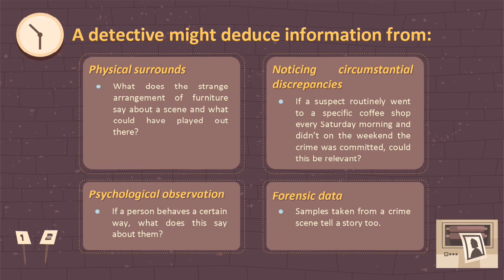Or it can be through noticing circumstantial discrepancies. If a person routinely went to a specific coffee shop every Saturday morning and didn't on the weekend the crime was committed, could this be relevant? Or forensic data. Samples taken from a crime scene tell a story too.